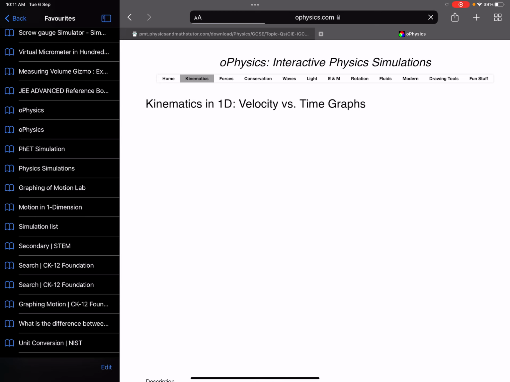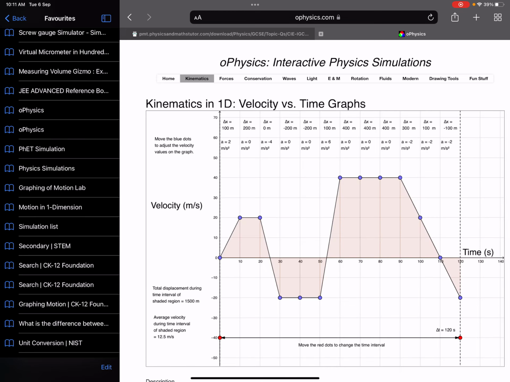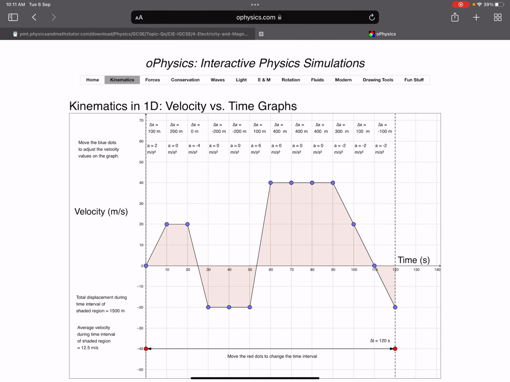Here you have the velocity time graph. You can use this animation to get what is going on. And even here you can change the position. So if you are changing the position here, then you can see what is going on as far as the displacement at the top and the acceleration is concerned is changing.